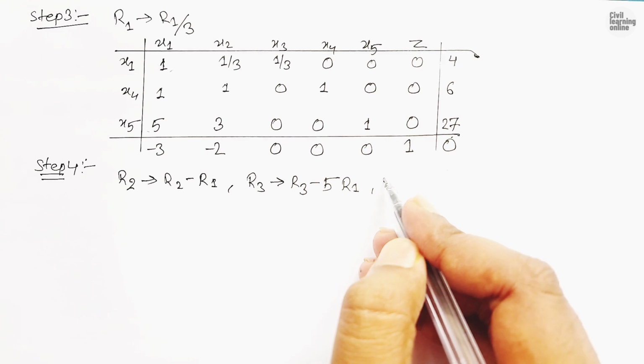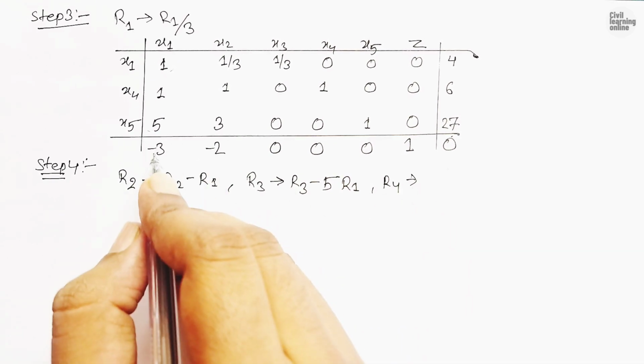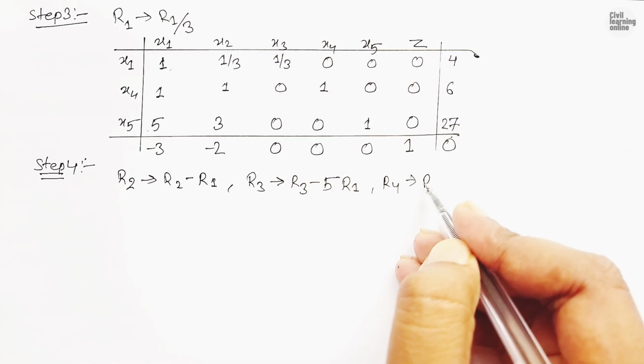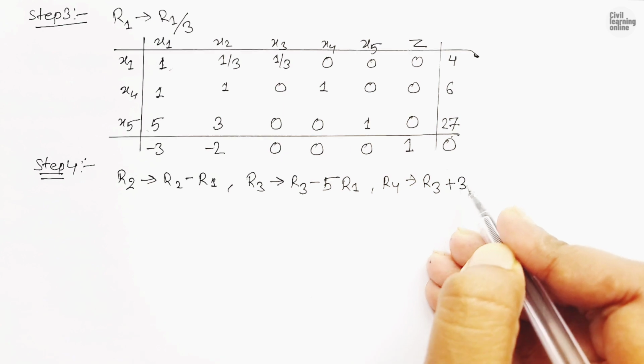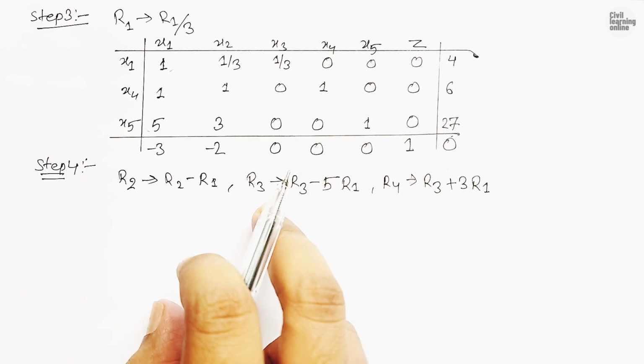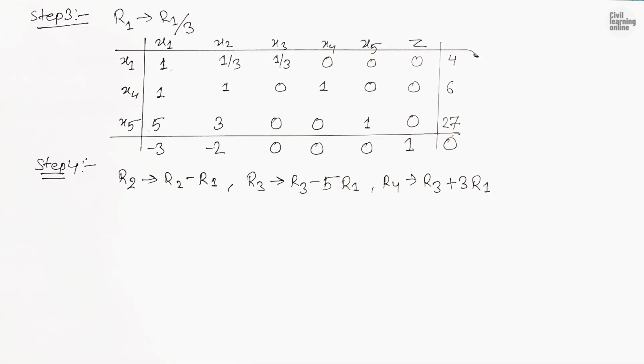Now for R4, how can we convert the element -3 to 0? If we add 3 R1, so R4 implies R4 plus 3 R1. Now we will do these operations one by one in the table which I am going to draw here.